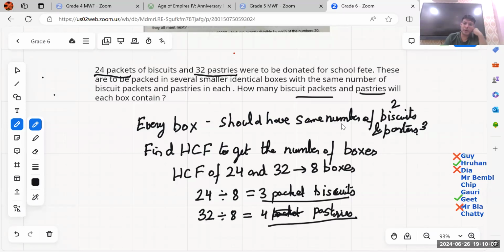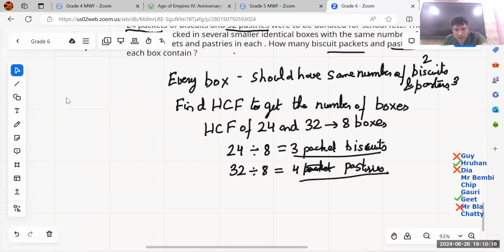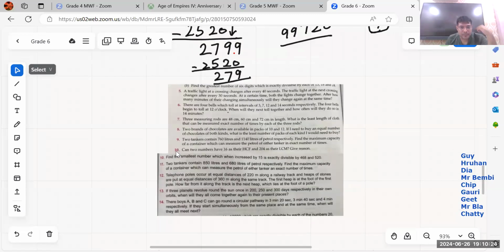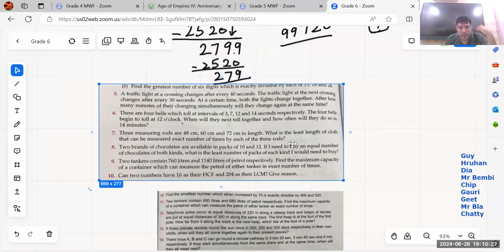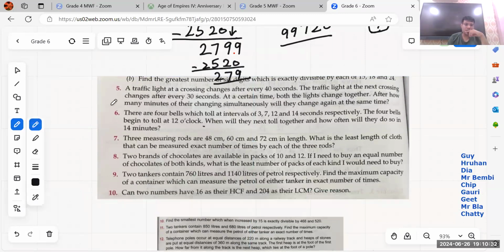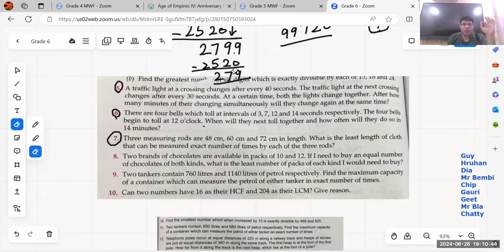Understood? Any confusion, guys? No, sir. So for the next few questions you will just tell me whether we have to find the HCF or the LCM, and send it in the chat. Please send in the chat what we have to do for the 5th, 6th and 7th questions. You don't have to send the answer, just what we have to do in these 3 questions.